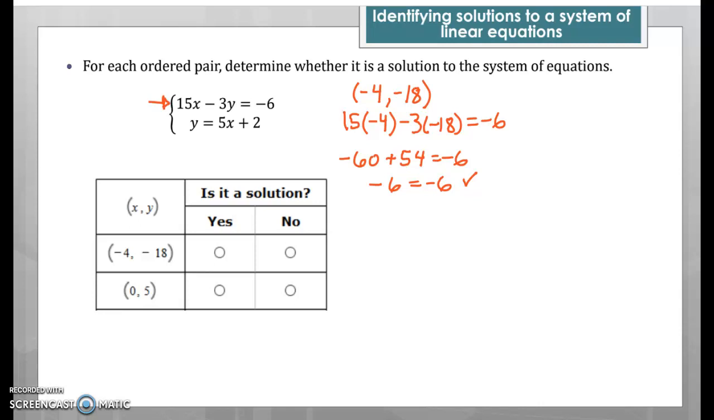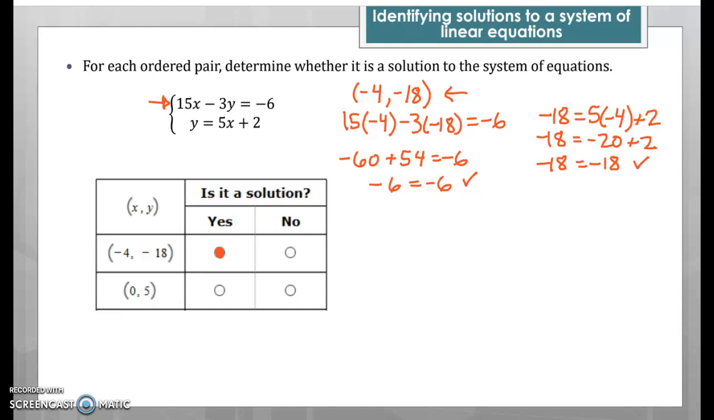So now we need to also check it for the second line. So we would get -18, or y, equals 5 times -4 plus 2. So this is going to be -18 equals -20 plus 2. This is -18 equals -18, which is true. So because this point, -4 and -18, exists on both lines, that means it is a solution to our system of equations.